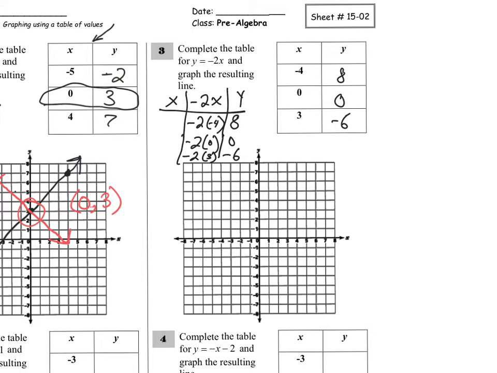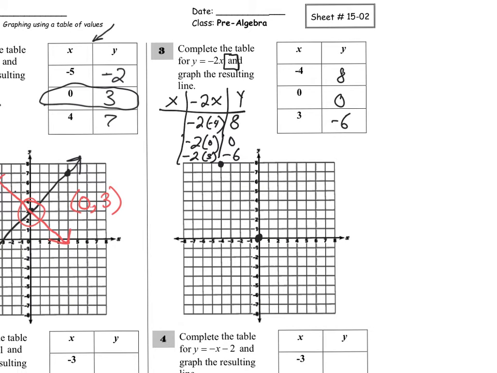Okay, and then I'm going to take those and I'm going to plot them. Left 4 and up 8 puts me right here at the top of the graph. 0, 0, so it goes through the origin. And we already knew it went through the origin, at least those of us that have studied, because there's no adding of a number there.